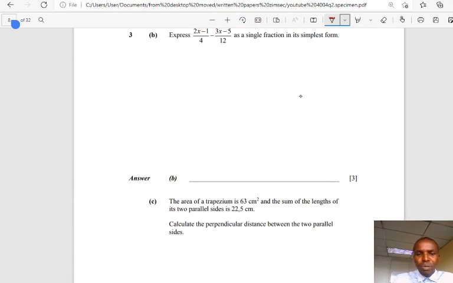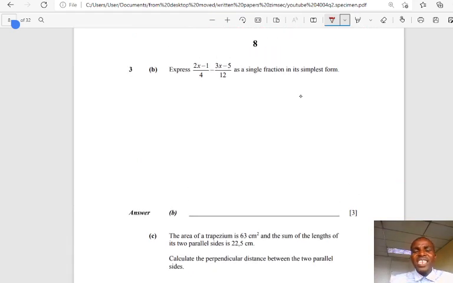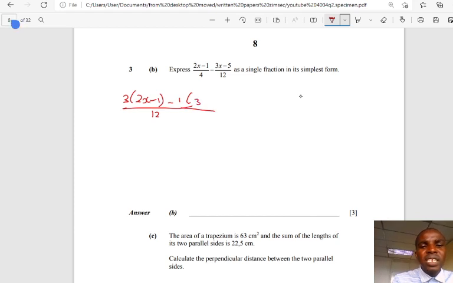Next, question number 3 B. Express as a single fraction in its simplest form. Right, these are fractions, so you find the common denominator here. The concept is the same. Common denominator of 4 and 12 is 12. So 4 into 12 is 3, 3 times the numerator 2x minus 1. Put it in brackets, please. 12 into 12 is 1 times the numerator, put in brackets, 3x minus 5, like this. Then maintain your denominator, which is 12.